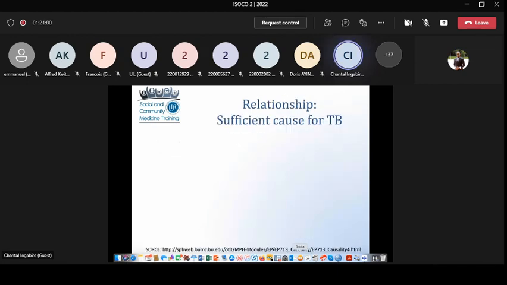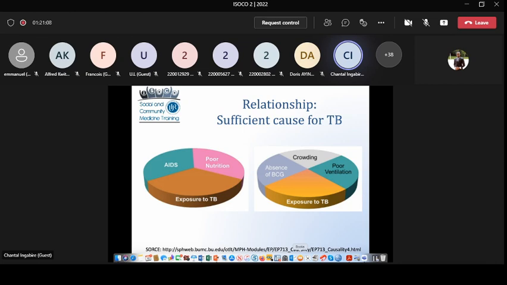Now, when we talk about the sufficient cause for TB, we just mentioned it for malaria and some factors related to that. When we talk about TB, for instance, you might be exposed to TB because you have AIDS and the immunity is poor. Because of poor nutrition, you might also get exposed to TB. But there can also be another sufficient cause model that can explain TB, which is tuberculosis.